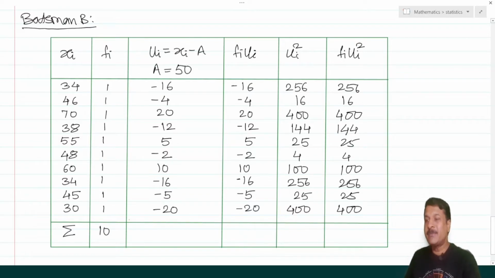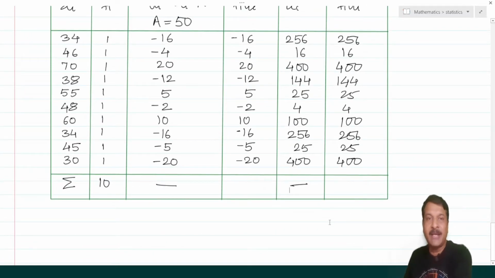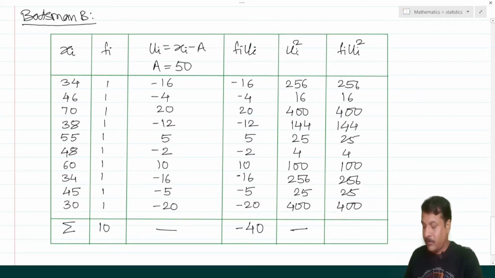We require summation of Fi, summation of Fi ui, and summation of Fi ui square. So by calculator you find the values. So I am getting here minus 40. Also summation of Fi ui square, so I am getting here by calculator 1626.